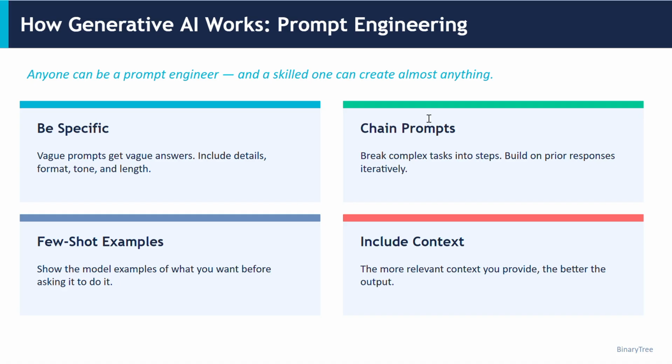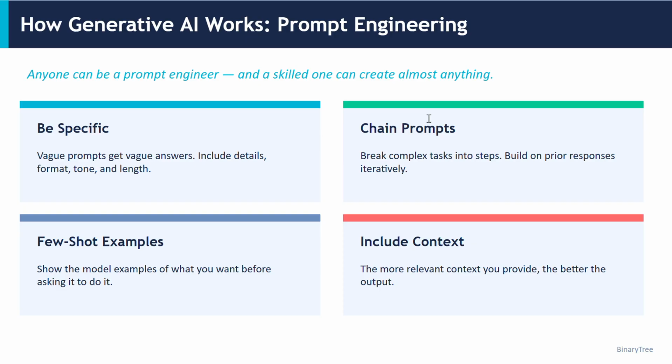Here's the empowering part. Anyone can be a prompt engineer, and a skilled one can create almost anything with these tools. Prompt engineering is just the craft of asking an AI well. Let's cover 4 techniques. First, be specific. Vague prompts get vague answers, so include the details, the format, the tone, and the length you want. Second, chain your prompts. Break a complex task into steps and build on each response instead of asking for everything at once.